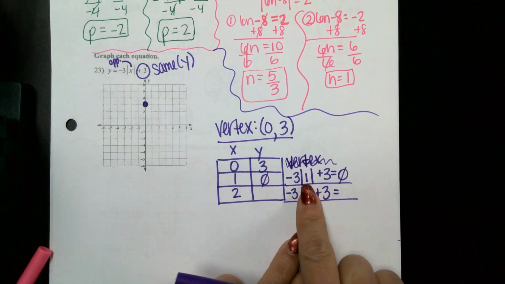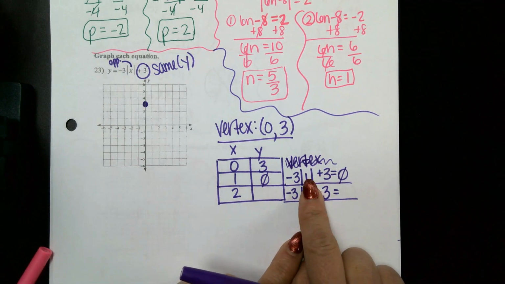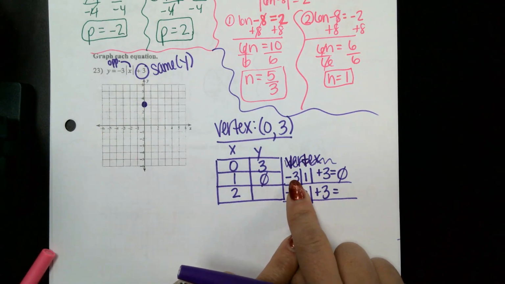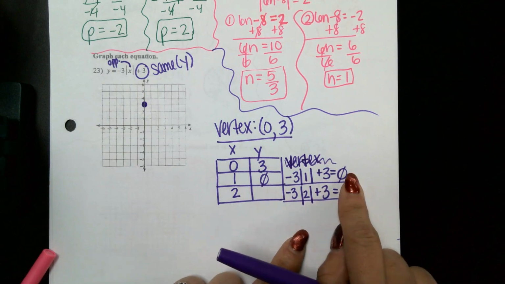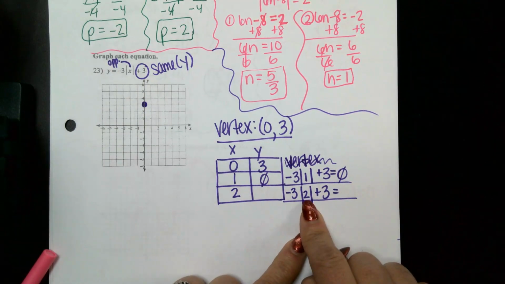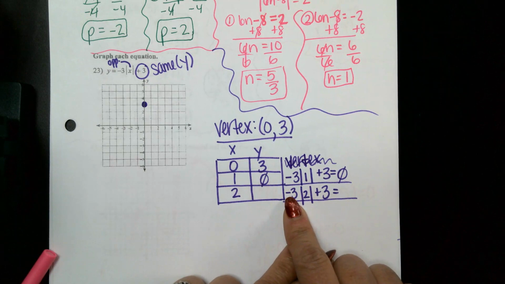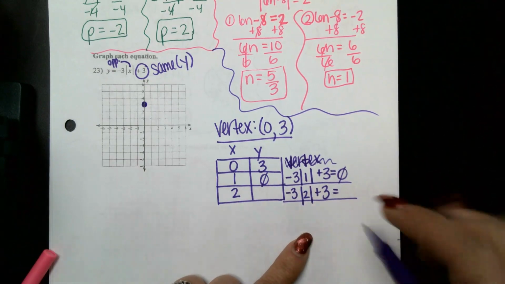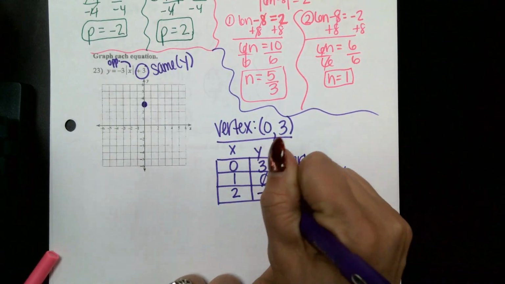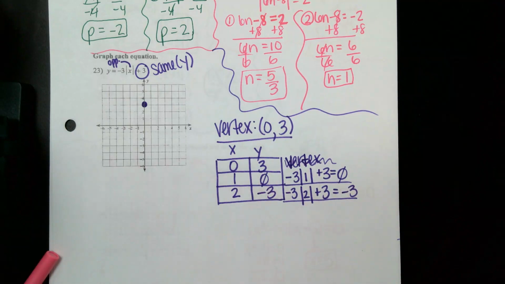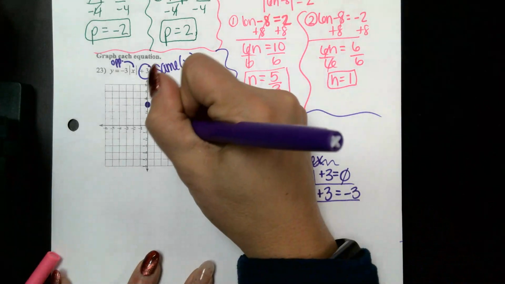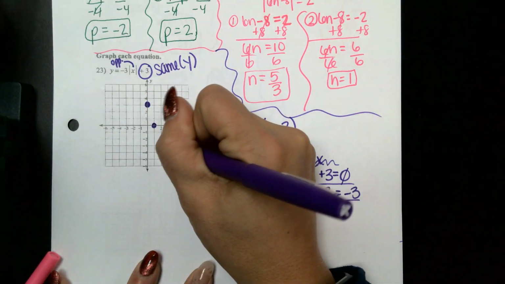Yep, so I'm just doing this step by step. Absolute value of 1 is 1, times -3 is -3, plus 3 is 0. Absolute value of 2 is 2, times -3 is -6, and -6 plus 3 is -3. So then you guys could plot those. You could plot 1, 0, and 2, -3.